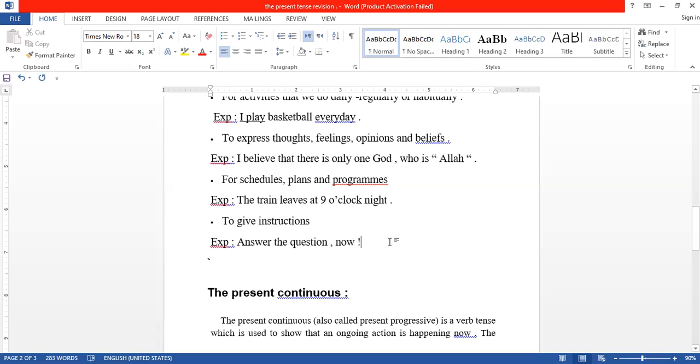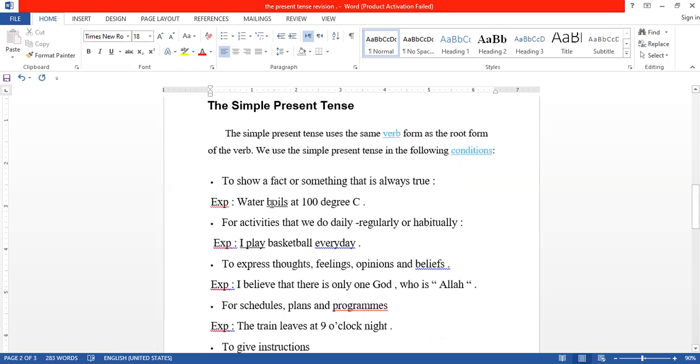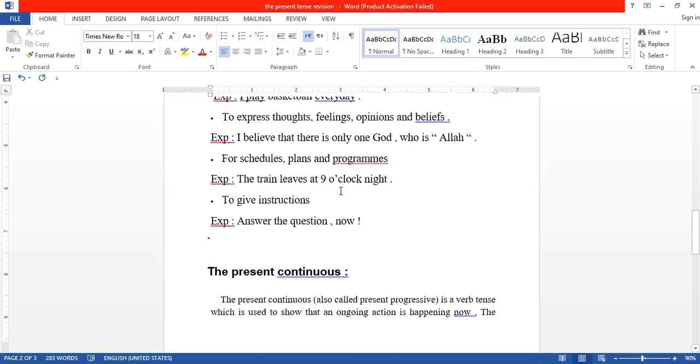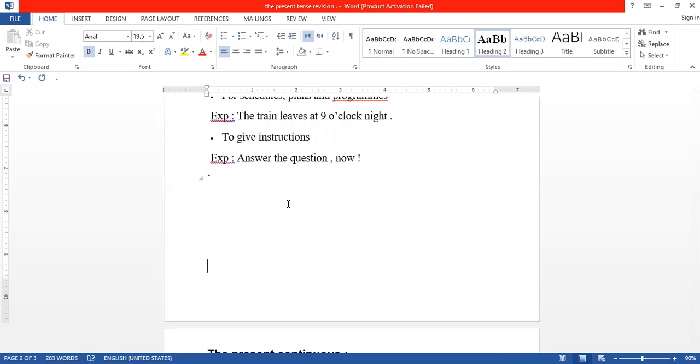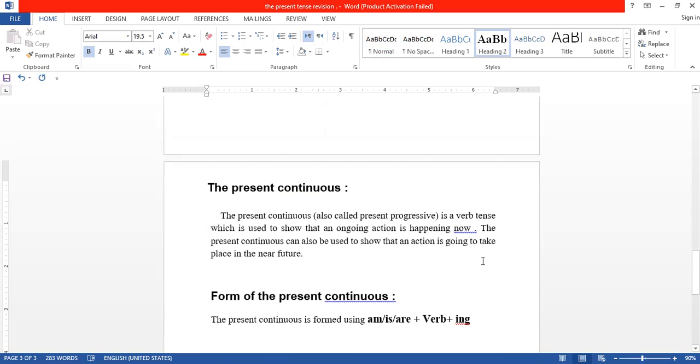Okay, so is it clear so far? Yes. So these are the possible conditions when we can use the present simple, as you can see. Now I just want to move on to the present continuous. Just a few seconds, please. Yes, please, can you read?